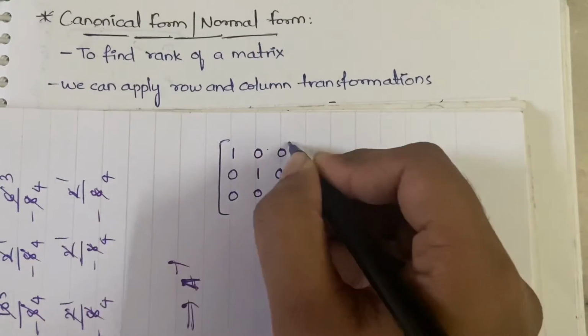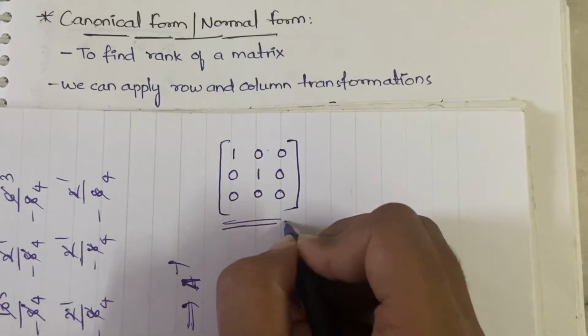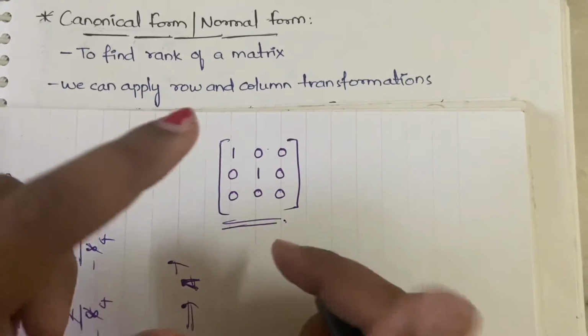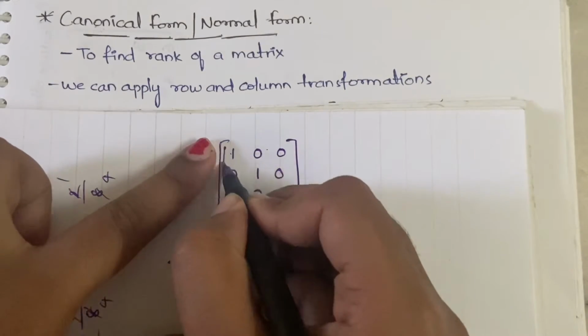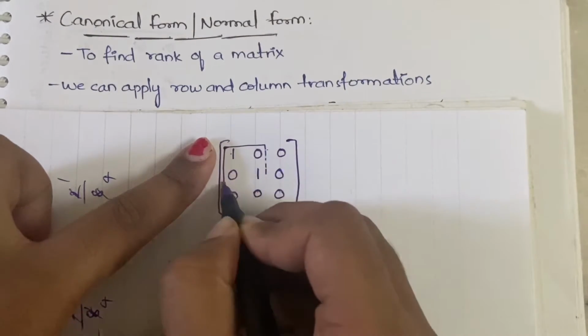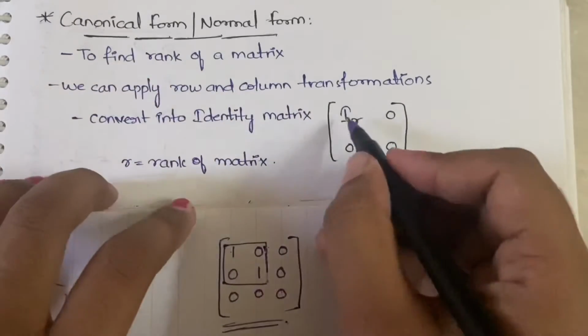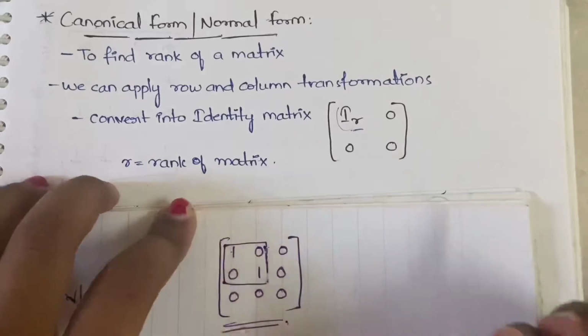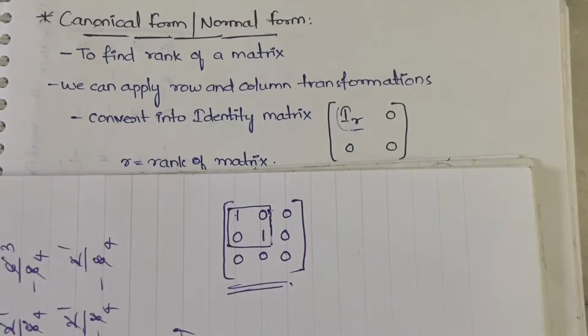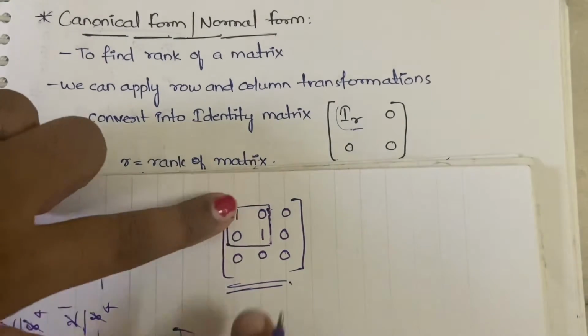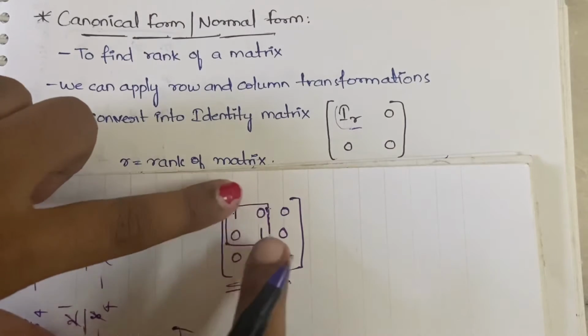This is the matrix which we want. We have to get a matrix in this way. See, this is I_R, the identity matrix, and the others should be zeros. Its boundary elements should be zeros. Starting from the first element, you need to get an identity matrix.